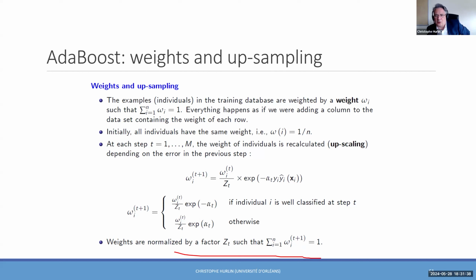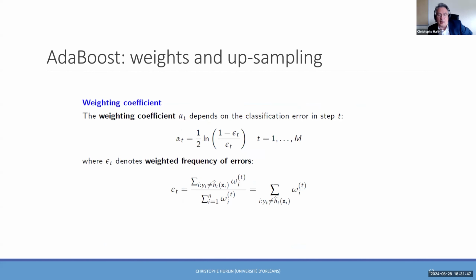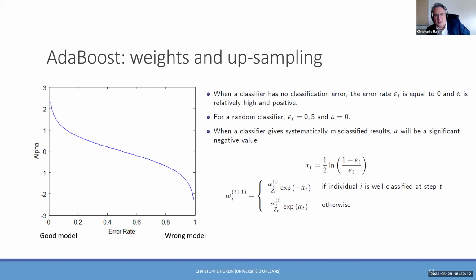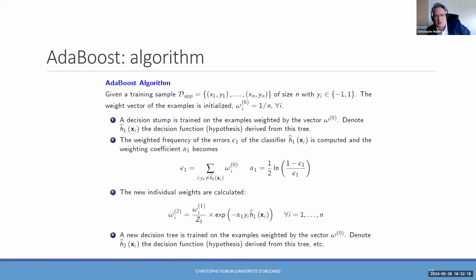The normalization factor is just a factor such that the sum of the weights at each step is equal to 1. Okay. So the weighting coefficient alpha t depends on the classification error in step t. And the formula is the following. So there is a link between what we call the weighting coefficient and the classification error. Okay, I will skip this part.